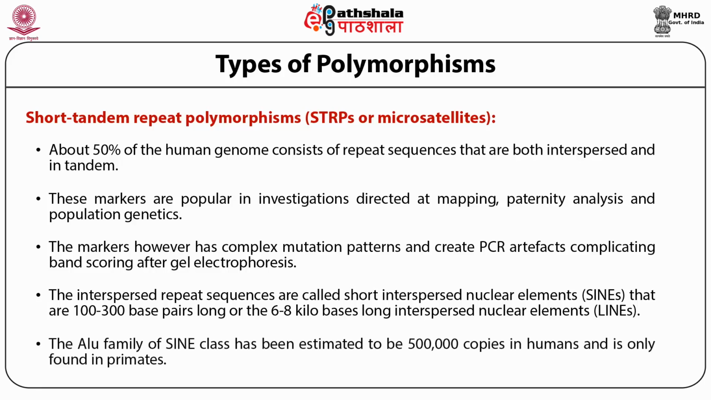The ALU family of the SINE class has been estimated to have 500,000 copies in humans and is only found in primates.